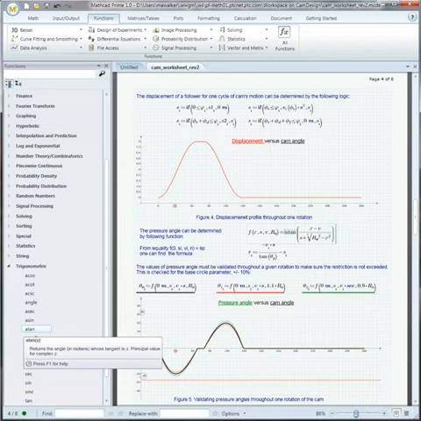Specifically, in a Mathcad document, the expression a plus b times c would be incorrectly simplified to the expression a plus b times c.